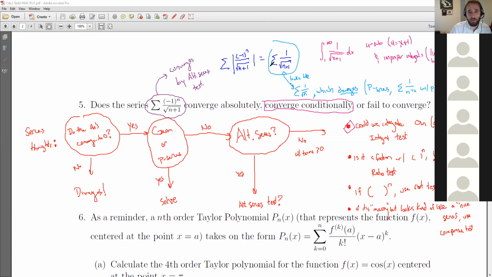So either way, both of those I think are sort of challenging to go through, either the integral test or the limit comparison test. But either way, we'll get that this series diverges when we throw on the absolute value signs. And so the original series converges conditionally.